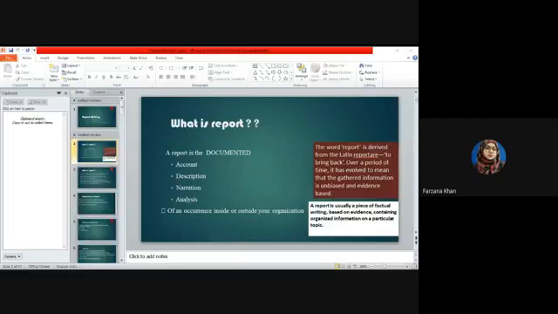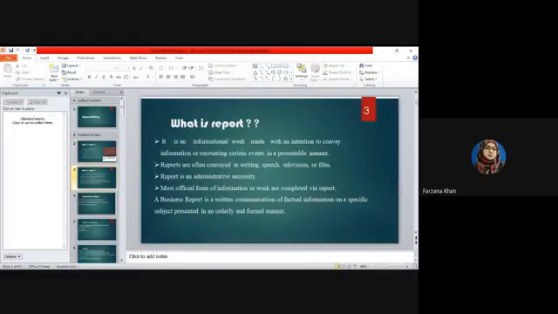The word report is derived from the Latin word reportare, which means to bring back. Over a period of time, it has evolved to mean the gathering of a collection of information, unbiased information. So collection of information providing unbiased evidences basically is a report. A report is a document in which we provide the facts and the details to another person, and we give information about certain things to another person.